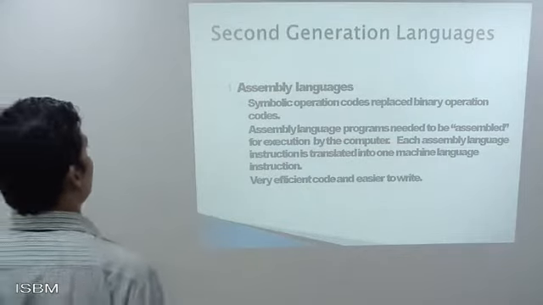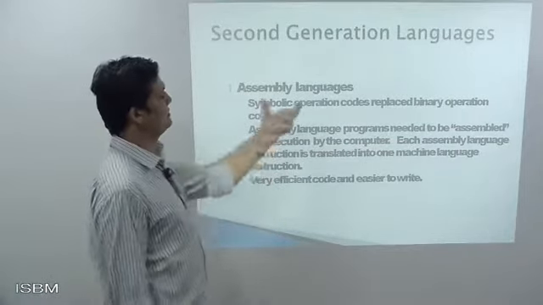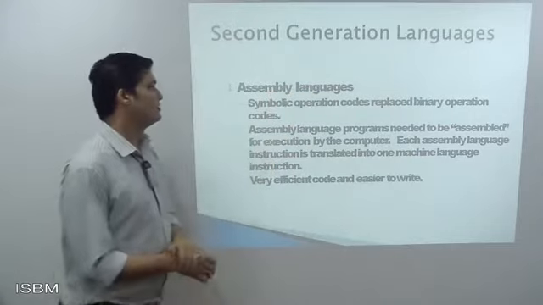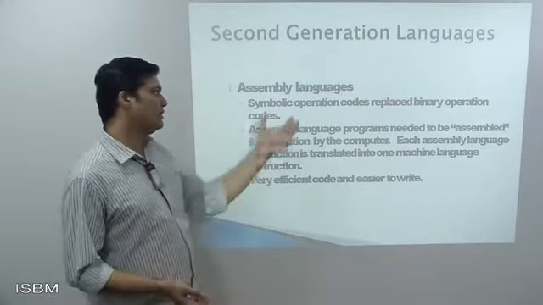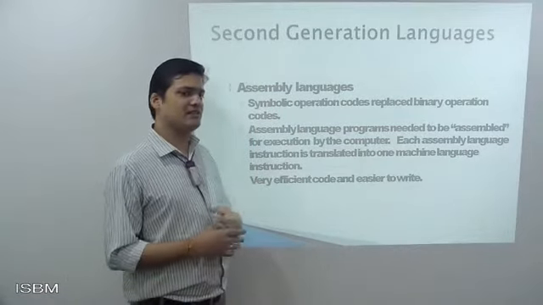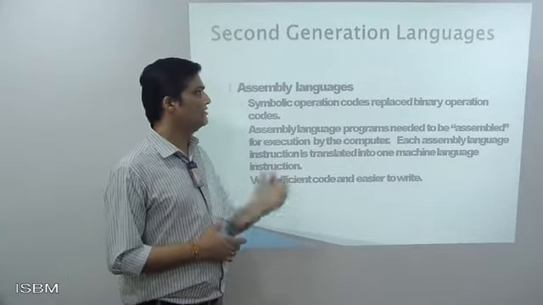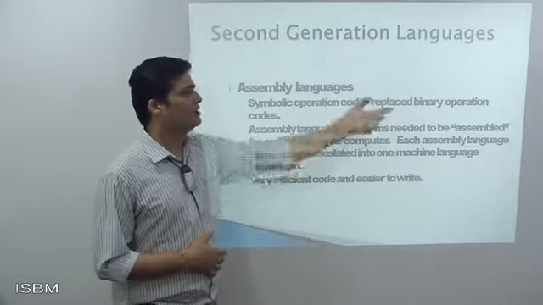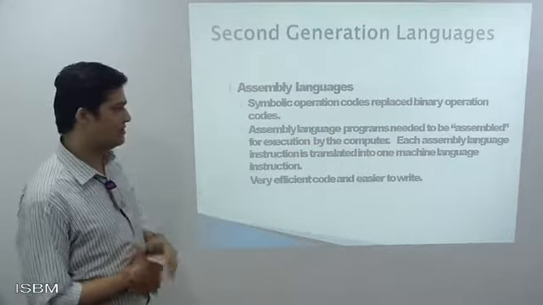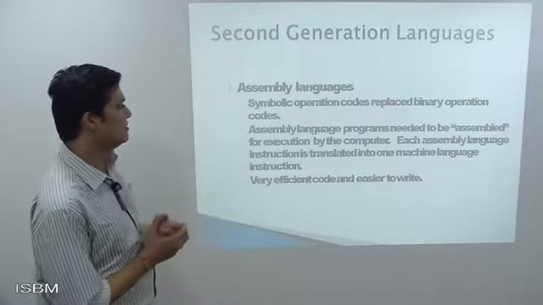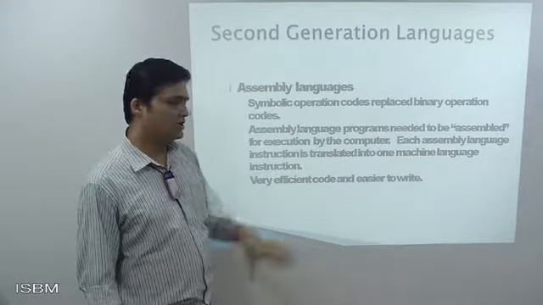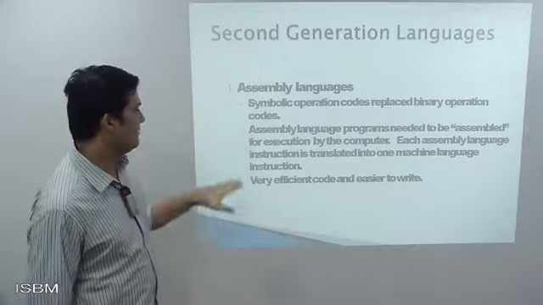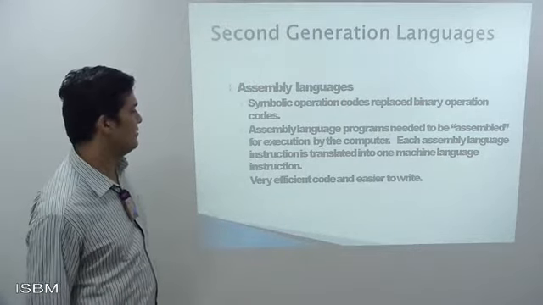Then we have a second generation language, which is nothing but assembly language. Symbolic operation codes replace binary operation over here. In the first generation language, which is machine language, we use binary operations in the form of 0 and 1. Here the symbolic operation program needs to be assembled for execution by the computer. Each assembly language instruction is translated into a machine level language instruction.